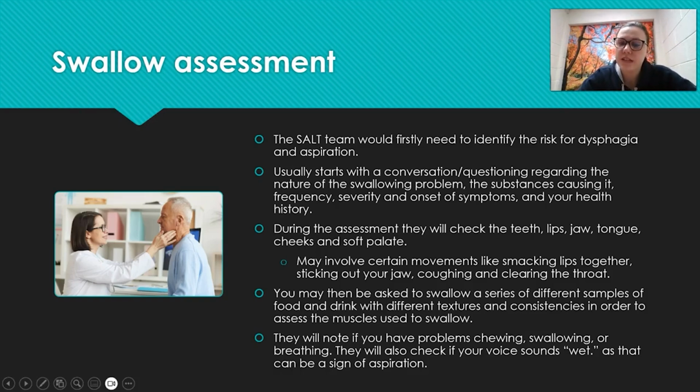They will also take note if you have problems with chewing or swallowing or breathing whilst you're trying these samples, and if your voice sounds wet, because that can be a sign of aspiration.